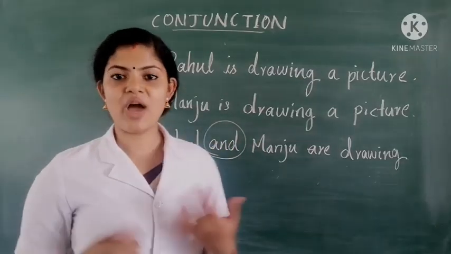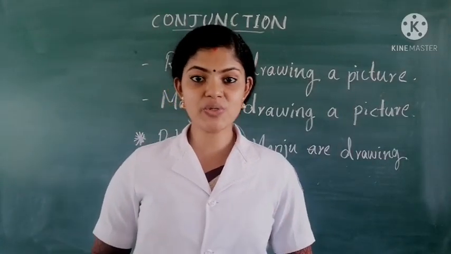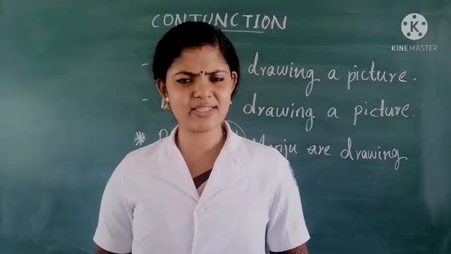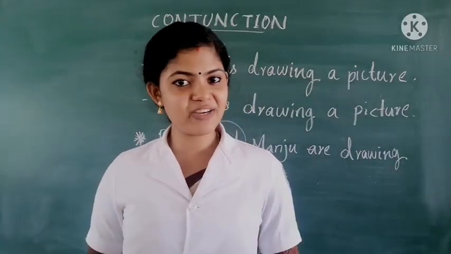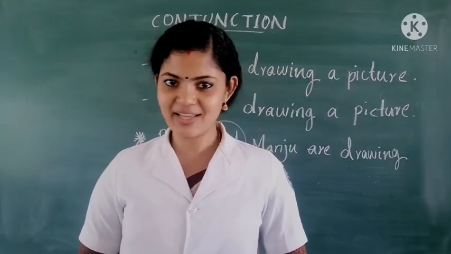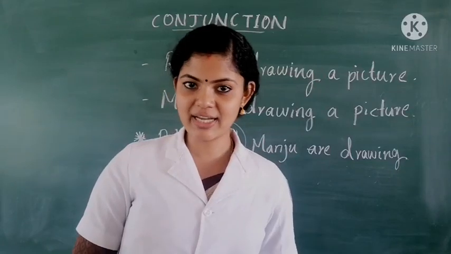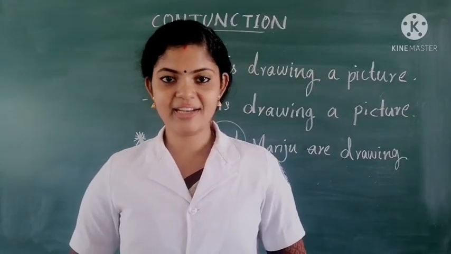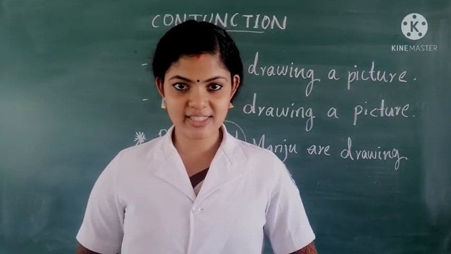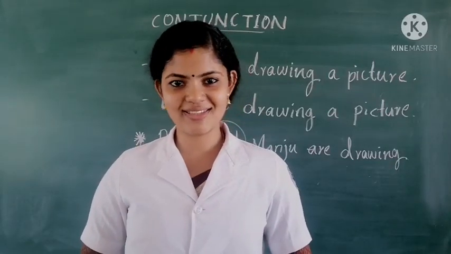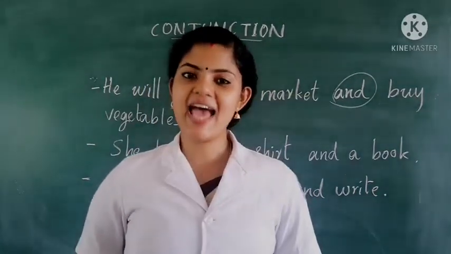So children, why we use conjunction? For what we are using conjunctions? We use conjunctions or connectors or linkers to connect two words or two group of words or two sentences. So we use conjunctions to connect different words, different thoughts, different ideas or different sentences. Now let's learn some other conjunctions. First let us discuss the conjunction and.